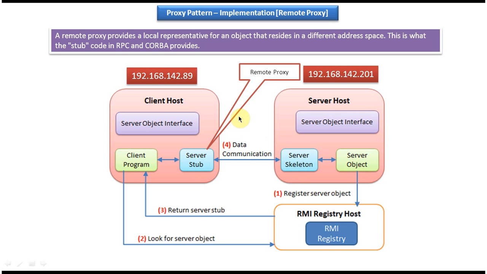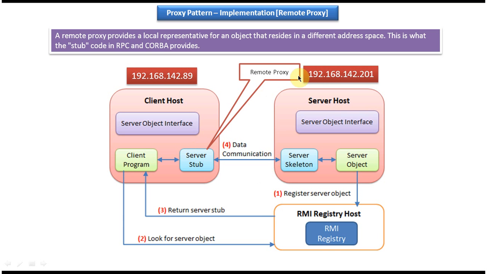Okay. So this data communication you are seeing will take place via the network, right? So before the server stub sends any information to the server skeleton, it will serialize it and send it, and the server skeleton will deserialize it, and then it will make a call to the server object. Before the server skeleton sends any information to the server stub, the server skeleton will serialize the message and send it to the server stub, and the server stub will deserialize it and send the result to the client program. So this way it will work.